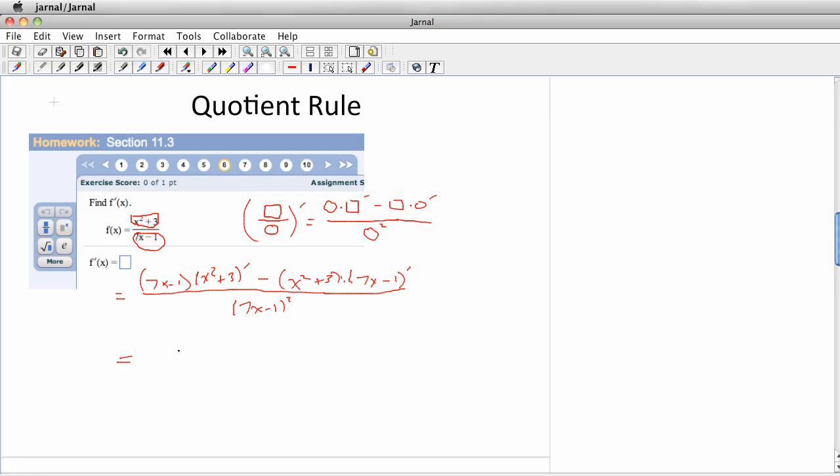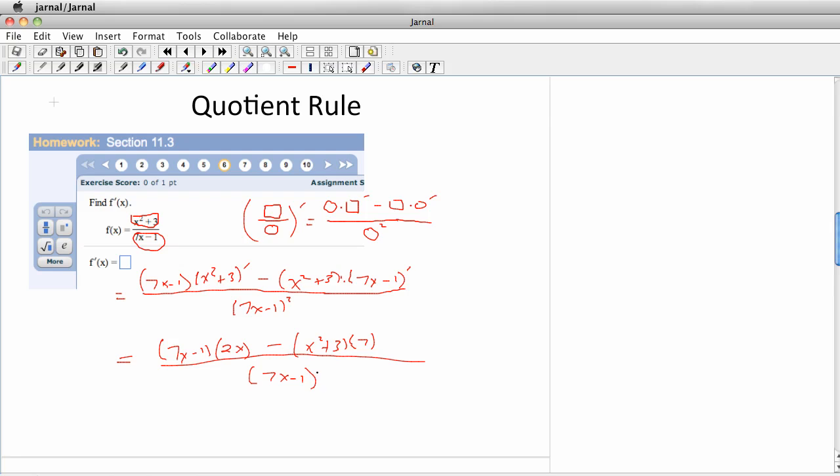Then all I have to do is just do the one step, which is to go back and find the derivatives that I've written down up there. 7x minus 1 was just itself. Then I want the derivative of x squared plus 3, which I know is 2x. And then I will copy down the x squared plus 3. That's not a derivative. And I want times the derivative of 7x minus 1. The derivative of that is 7. And again, my denominator is 7x minus 1 squared.